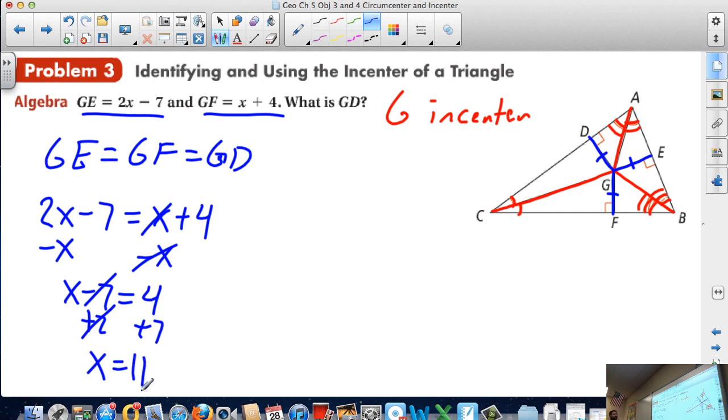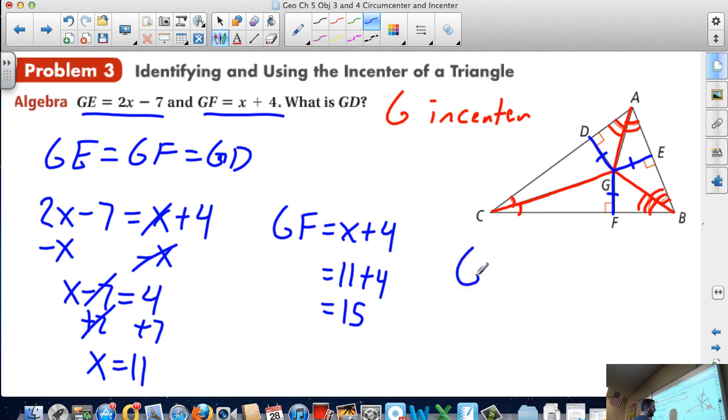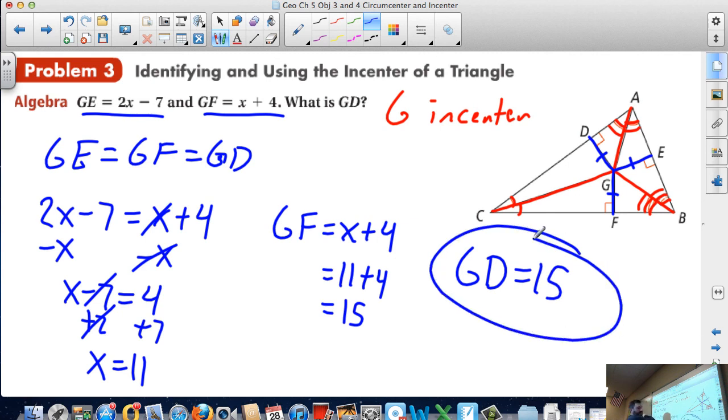But again, that only gives us a value for x. Let's use that to find the length of GF. Okay, GF, which was x plus 4. We'll go ahead and plug 11 in for x. We get 11 plus 4, or GF is equal to 15. But remember, since GF, GE, and GD all have the same length, that tells us that GD also has a length of 15. And that's it. That's all of objective 3 and 4, talking about the circumcenter and the incenter of a triangle.